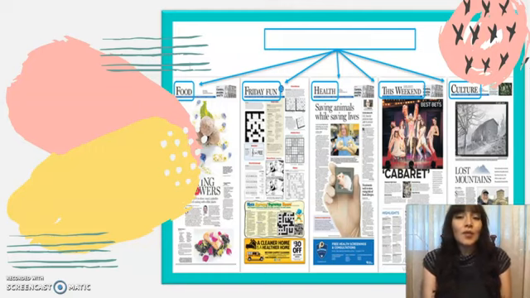Yes, we can see that there is a newspaper. Perfect. But let's continue. Tell me more. What else can you see in this picture? Yes, we can see some different topics. And these topics are called newspaper sections.